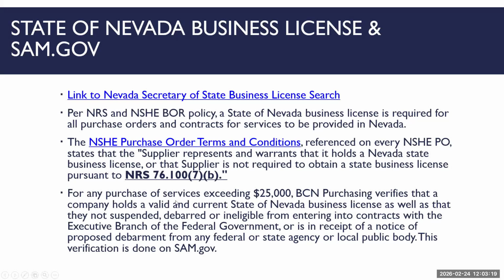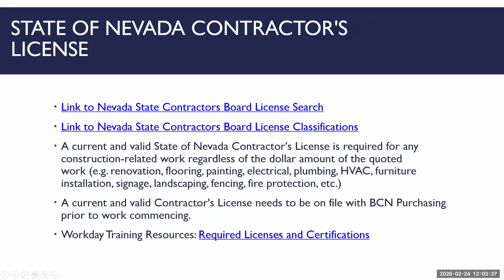And just a note for any purchases of services exceeding $25,000, BCM Purchasing verifies that a company holds a valid and current state of Nevada business license, as well as they're not suspended, barred, or ineligible from entering into contracts. So it's very important that we're keeping track of those, and we're checking sam.gov and making sure that we are allowed to do work with them. Then also you have the Nevada Contractors Board's license search. It also has all the classifications.